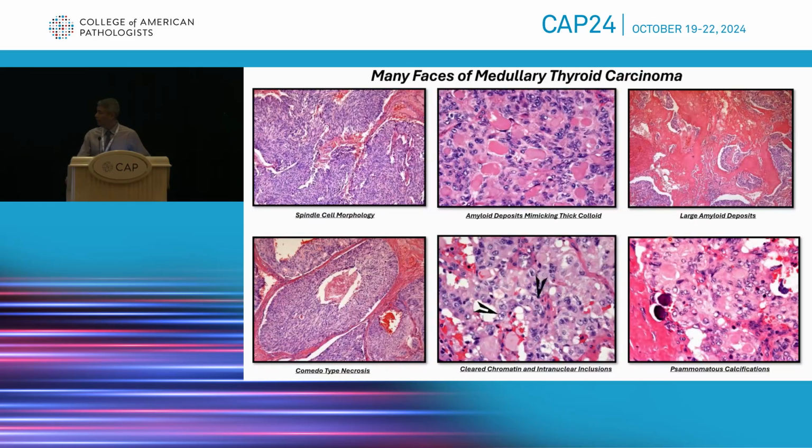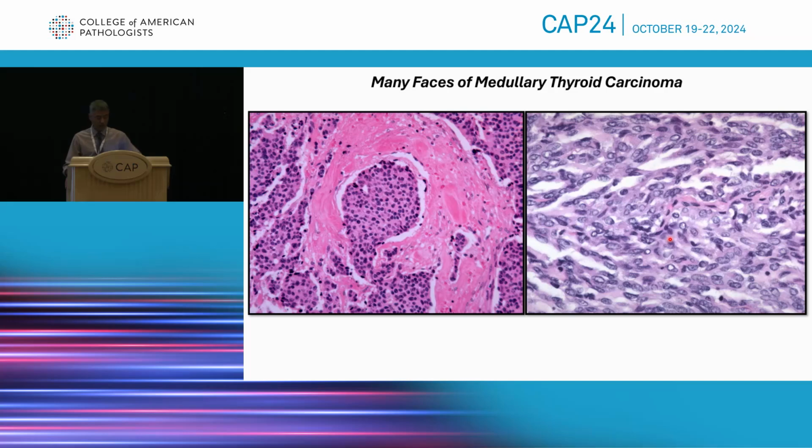This is just my slide of looking at it, that it can have different growth patterns. It can even have amyloid, which can be mistaken for follicles, and that's why you can see how difficult they can be on cytology, or even can have psammomatous calcifications. This case on the left is more of a solid growth pattern that we're used to looking at, and that's why sometimes they're called poorly differentiated thyroid carcinomas.